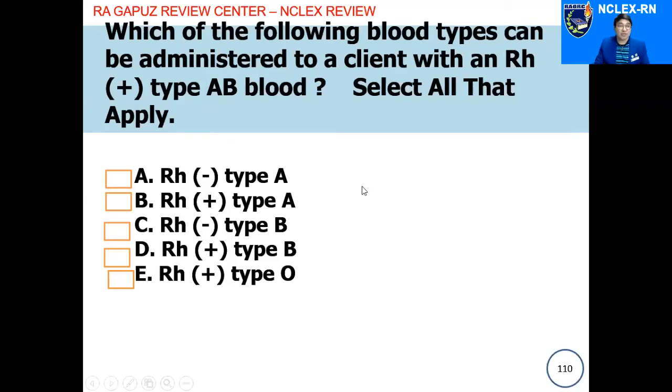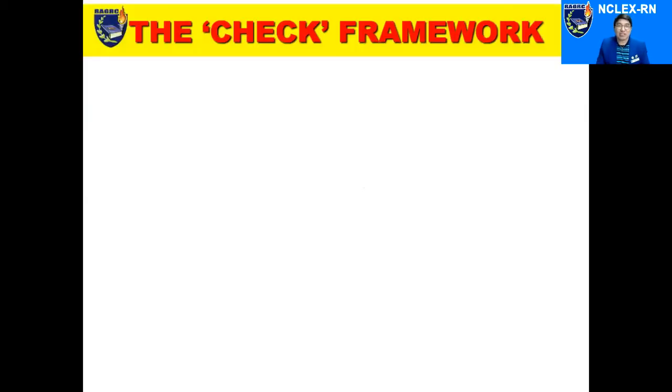Let's take a look at the options. A, Rh negative type A, yes. B, Rh positive type A, yes. C, Rh negative type B, yes. D, Rh positive type B, yes. And E, Rh positive type O, yes. So everything could actually be given to this patient.